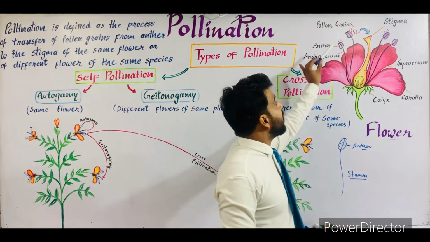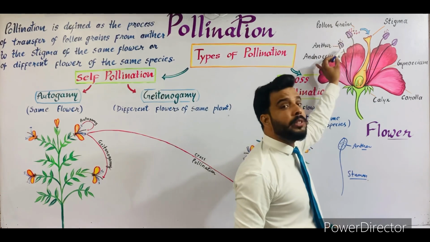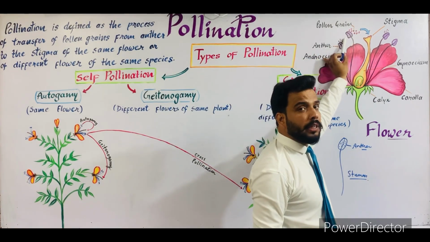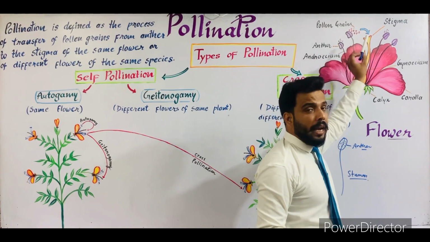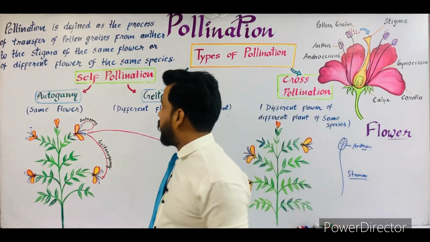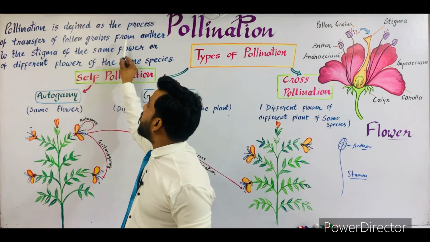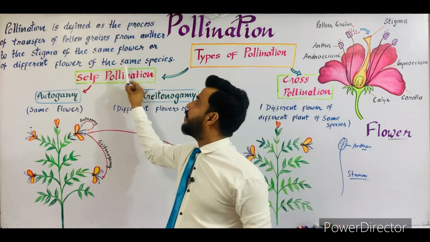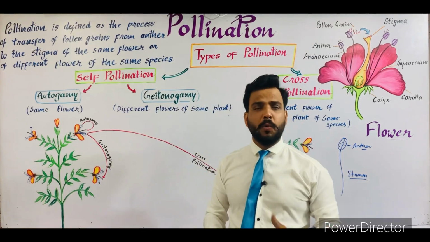These are the pollen grains, and these pollen grains are produced inside the anther, and after liberation from the anther, these pollen grains transfer to the stigma, and the phenomenon is known as pollination. So the pollen grains go from anther to the stigma of the same flower or the different flowers of the same species. Now what is the concept?